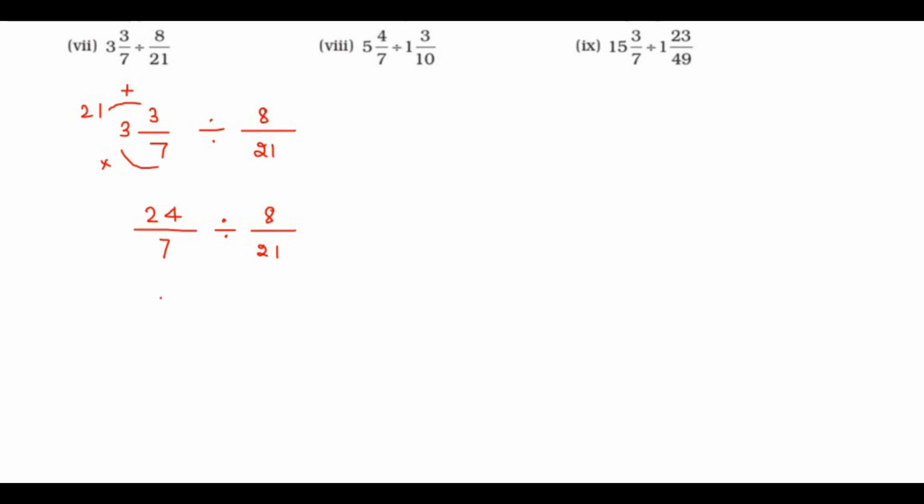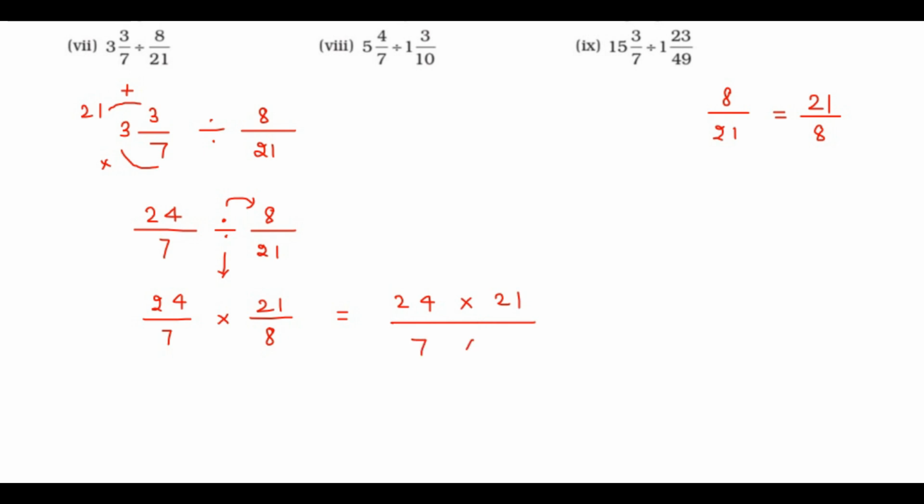Now we will convert the division sign to multiplication. 24 upon 7, division sign will be converted to multiplication, and the fraction after it will be taken as its reciprocal. Reciprocal of 8 upon 21, the reciprocal or the upside down of 8 upon 21 will be 21 upon 8. So let's write down 21 upon 8 here, and now multiply the fraction by the normal multiplication method, in which we multiply the numerator with the numerator and the denominator with the denominator.